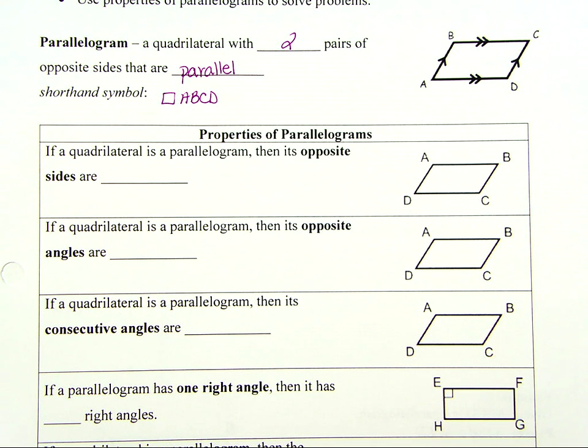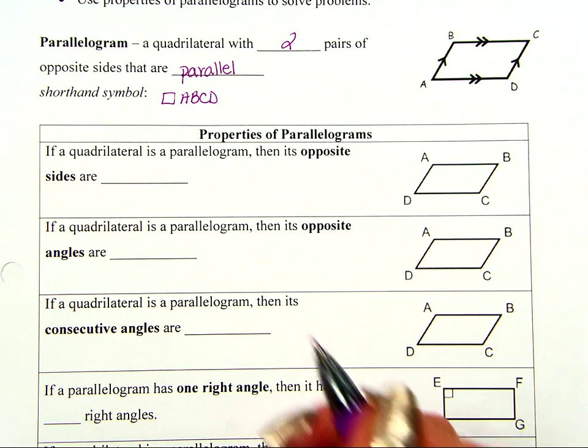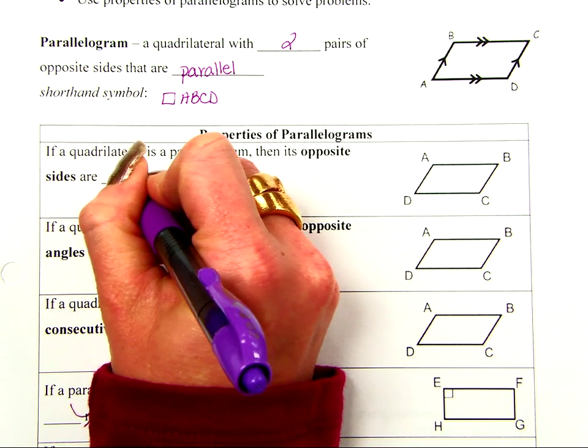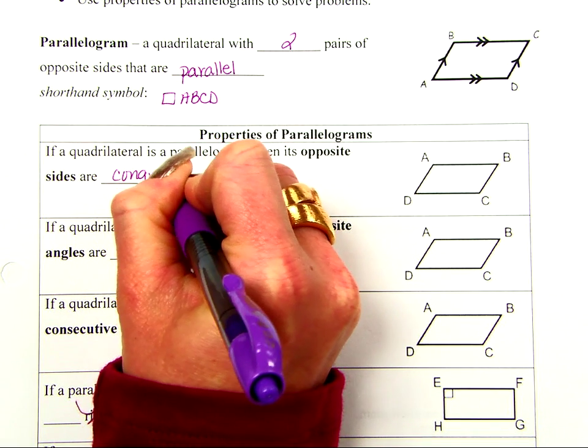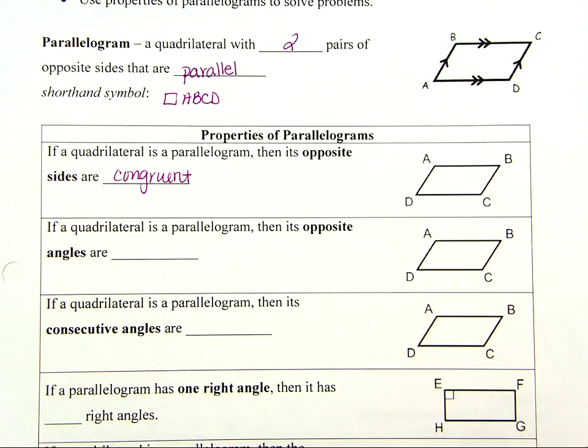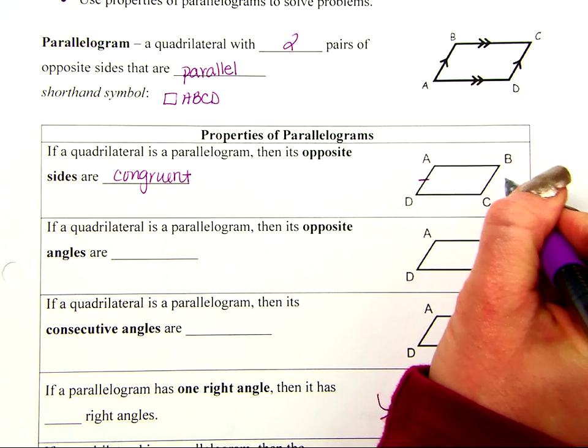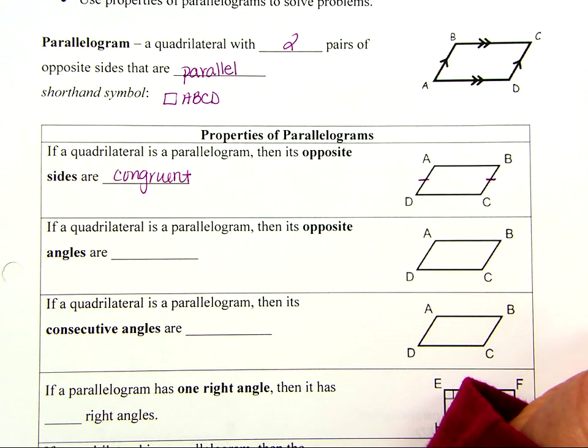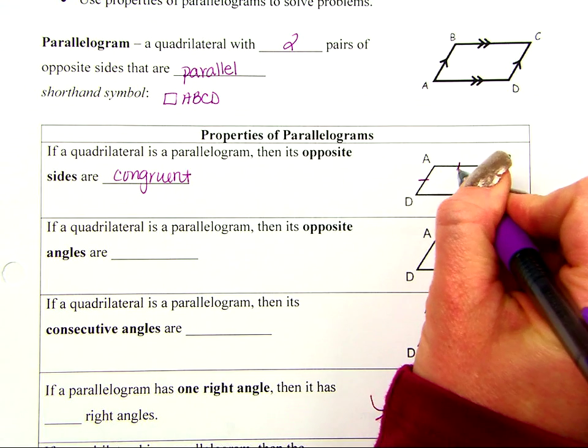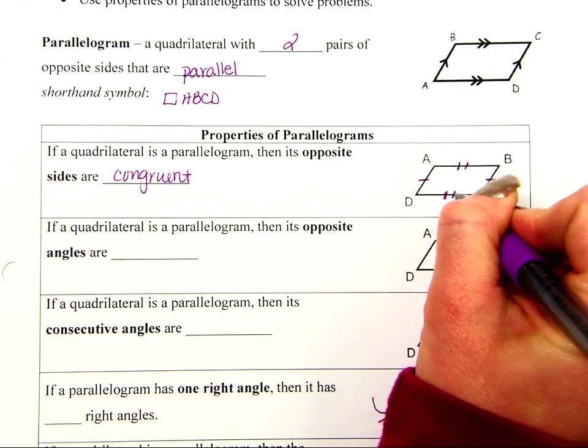If a quadrilateral is a parallelogram, its opposite sides are congruent. So as I look at my diagram to the right, I know that my side AD and BC would have to be the same length, and AB and DC would be the same length.